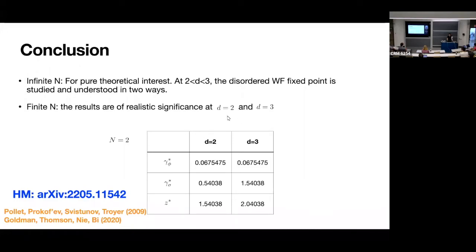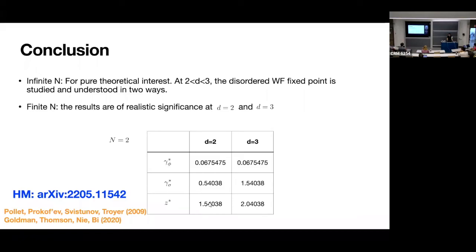And so it is suggested that when d is equal to 2, the large n result is a good approximation to the small n behavior. So we can directly plug n equal to 2 into our large n result and get the anomalous dimension and dynamic exponent.